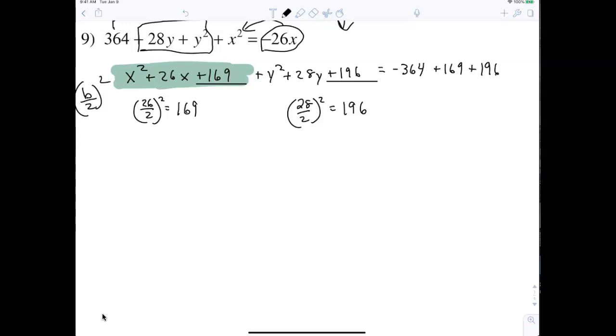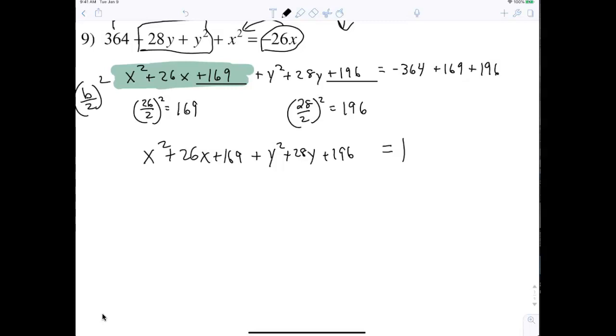All right, anybody have any questions with that? And if I do negative 364 plus 169 plus 196, is that 1, I think? Is that right? 1? All right. Now what I want to do is rewrite this so I can show you something: x squared plus 26x plus 169 plus y squared plus 28y plus 196.